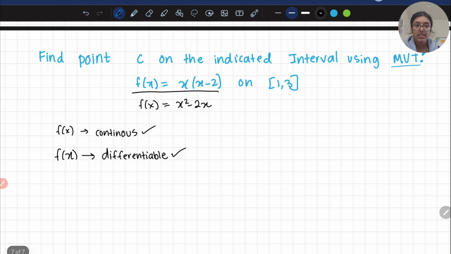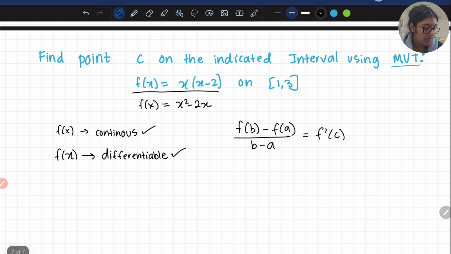And MVT states that the slope of the line passing through point A and point B at the endpoints is equal to the slope of a line tangent at x equals c, and we're supposed to find that c value. If you remember the MVT formula, that was f of b minus f of a over b minus a is equal to f prime of c. And I want to note that we're supposed to find c.